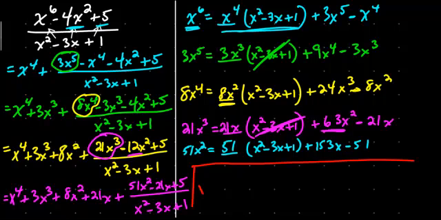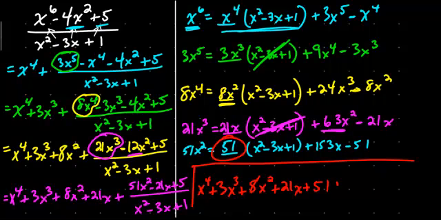So I get x to the fourth plus 3x cubed plus 8x squared plus 21x, and now here this 51 is going to pop out, plus 51, and then plus on top now we're going to have 153 minus 21, so 153 minus 20 will be 133, minus 21 will be 132, 132x, and we got minus 51 and plus 5, so what's that going to be, minus 46 over x squared minus 3x plus 1.